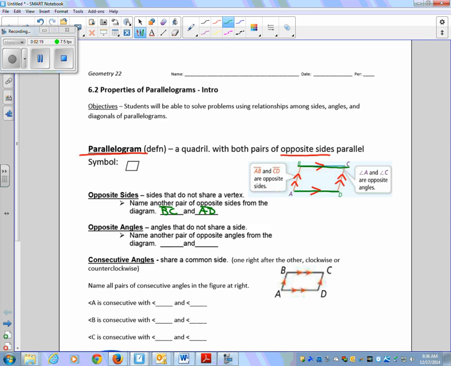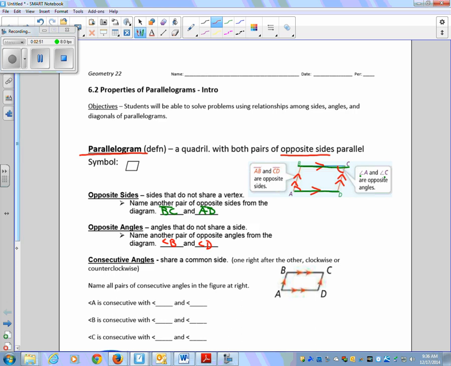By definition, opposite sides don't share a vertex. Opposite angles, by definition, don't share a side. They give you one pair: A and C are opposite angles. What is the other pair of opposite angles? Ren? Angle B and angle D. You said it right, I wrote it wrong. Good. So, opposite sides, opposite angles.